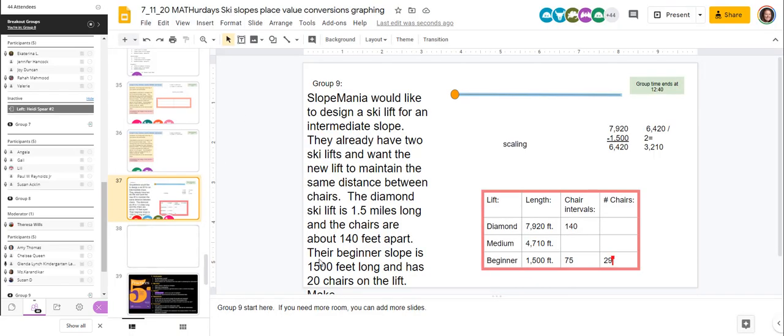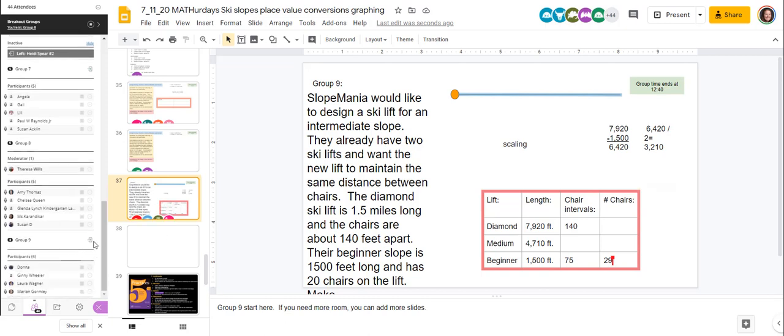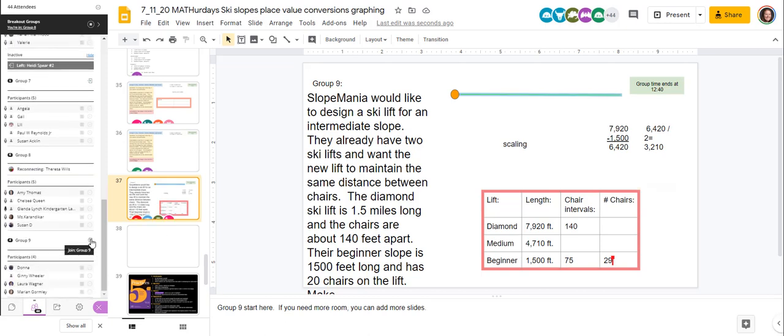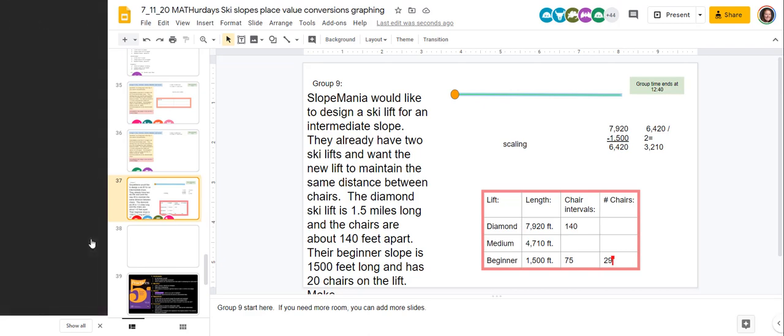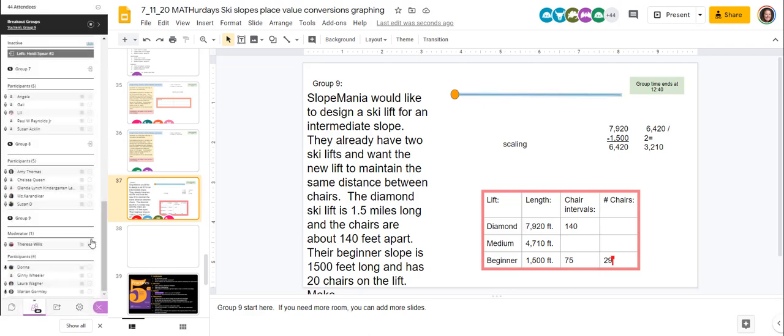So are we supposed to be plotting something on this slide, like a little demonstration? So maybe we could just put 56 or 57 because it's 0.57. Okay. And then, do we want the chair intervals to be equidistant, of 140 and 75, or not?